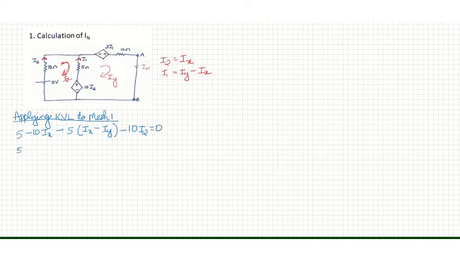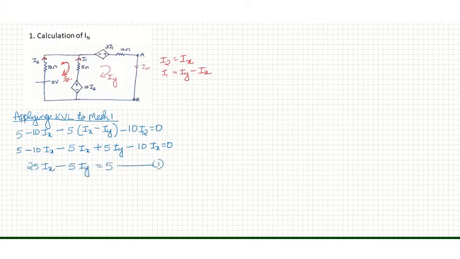That is 5 minus 10IX minus 5IX plus 5IY minus 10IX, since I2 and IX are the same. Separating the terms of IX and IY, we get the equation 25IX minus 5IY is equal to 5. It is marked as equation number 1.